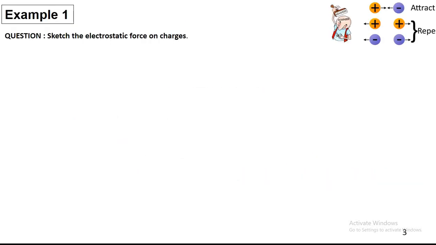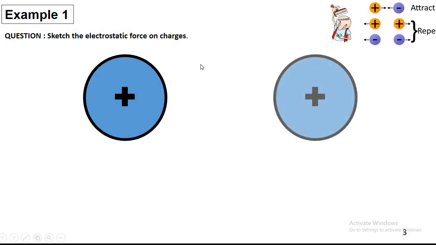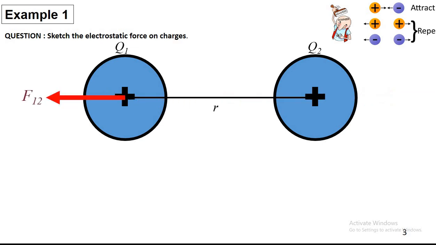Example 1. How to sketch the electrostatic force on a charge. You highlight the force acting on a charge. You have two point charges with the same sign, separated by R, and then how to draw the electrostatic force acting on both charges.